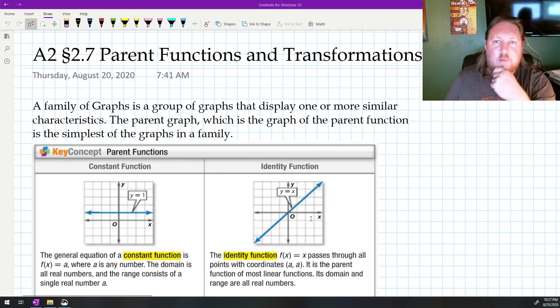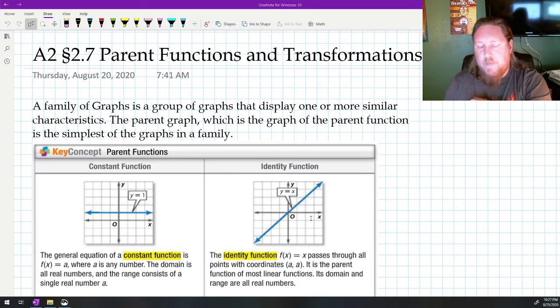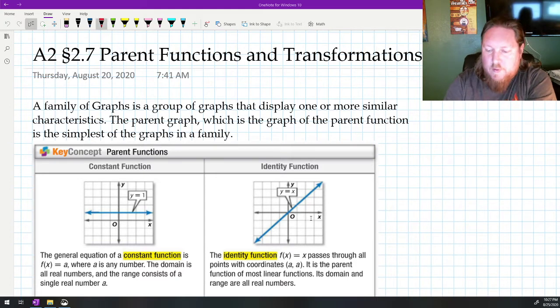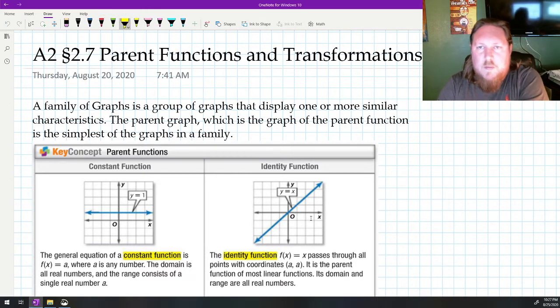Algebra 2, Chapter 2, Section 7, Parent Functions and Transformations. So, there are all kinds of graphs that we'll come across. In one of the previous sections, I think it might have been the last one, you learned about weird ones like step functions and piecewise functions.